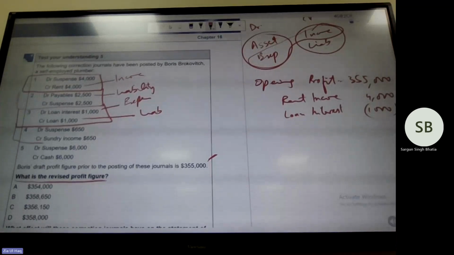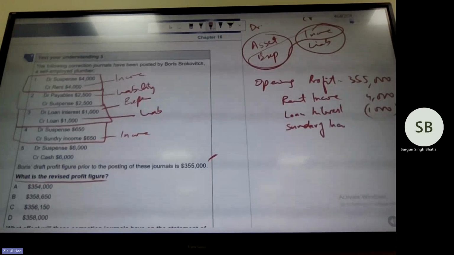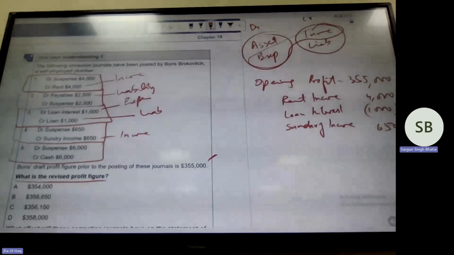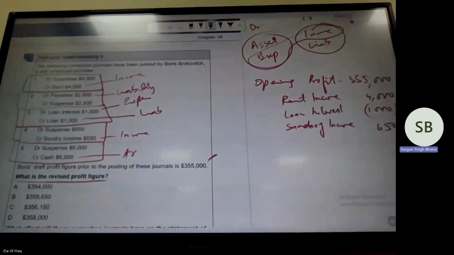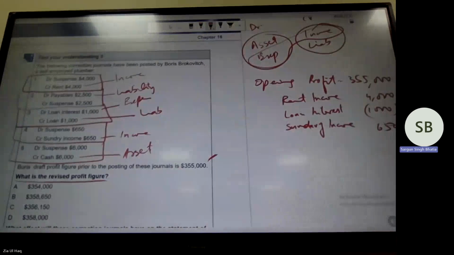Suspense debit, sundry income credit. So this is income, sundry income. Will we add or subtract? We will add, because it's income. Add 650. Suspense debit, cash credit. What is cash? It's an asset. So it will have no effect.